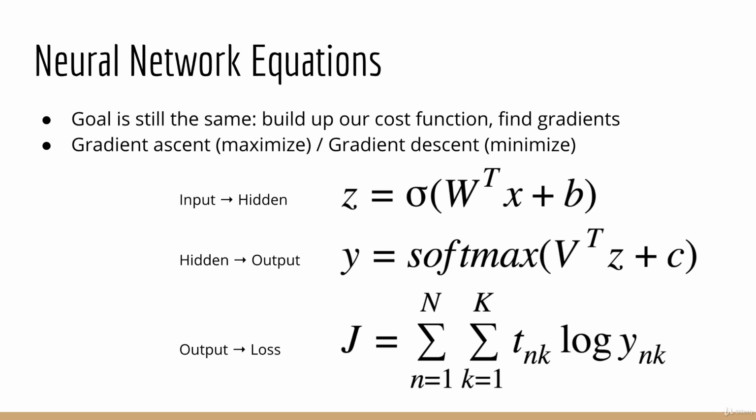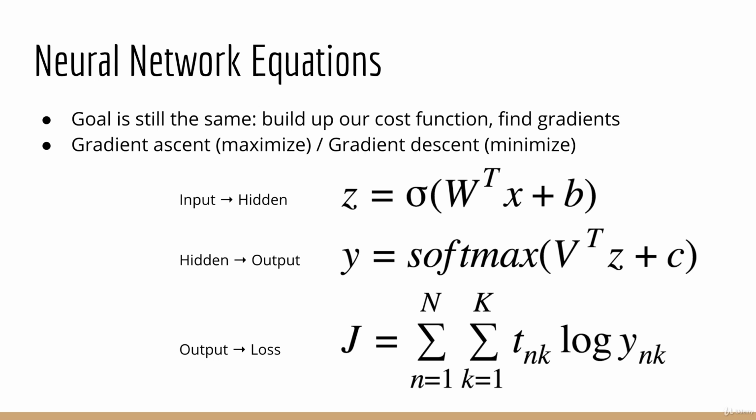Next, we can write down all the relevant equations for our neural network. And remember, our strategy is still the same as before. We want to build up our objective function, which is the log likelihood or the negative log likelihood. Then we want to find the gradient with respect to each parameter so that we can perform gradient ascent or gradient descent. Gradient ascent to maximize and gradient descent to minimize.